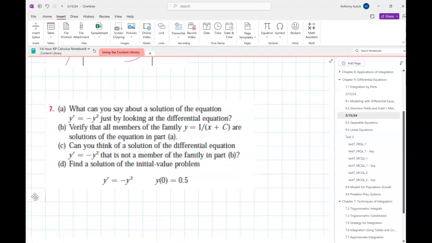Does that feel okay? I can't really say much more than that just from looking at the differential equation. All I can do is talk about what the slope of the function should be, and here I know it's always 0 or negative. So it's always decreasing or staying the same. It says verify that all members of the family are solutions.